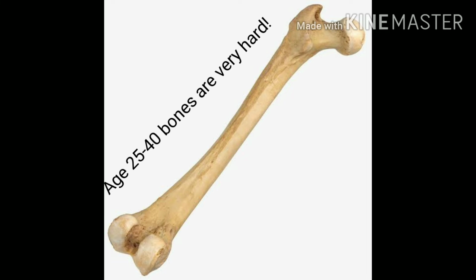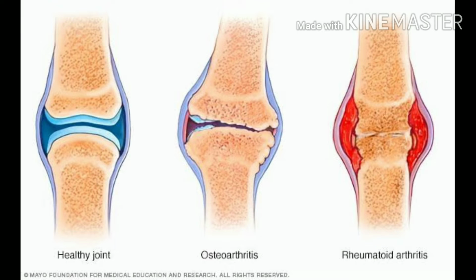At the ages of 25 to 40, the bones are very hard. And for ages 40 and above, basically wear and tear on bones, periodontal disease, arthritis, breakdown of pelvis, etc. That is forensic anthropology. The next method of identification is anthropometry.